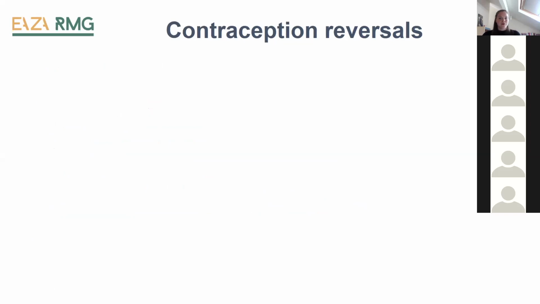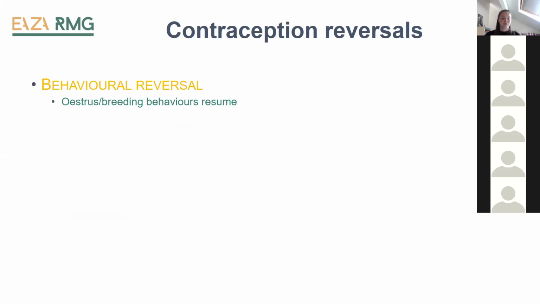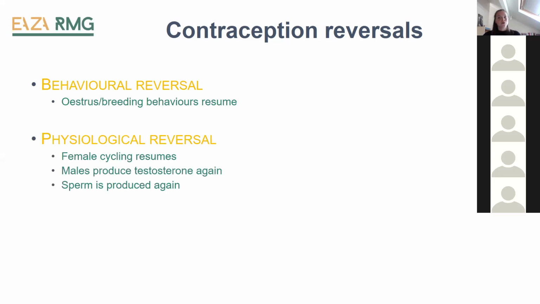We then also classify reversals differently depending on the data that we have available. So we initially have behavioral reversals. So we're looking for the resumption of estrus or breeding behaviors in males and females. Also looking at physiological reversals. So this is if there's been endocrine monitoring carried out, or sperm evaluations, any ultrasounds as well. So we're looking at the resumption of female cycling, or males that are producing testosterone again, or sperm.